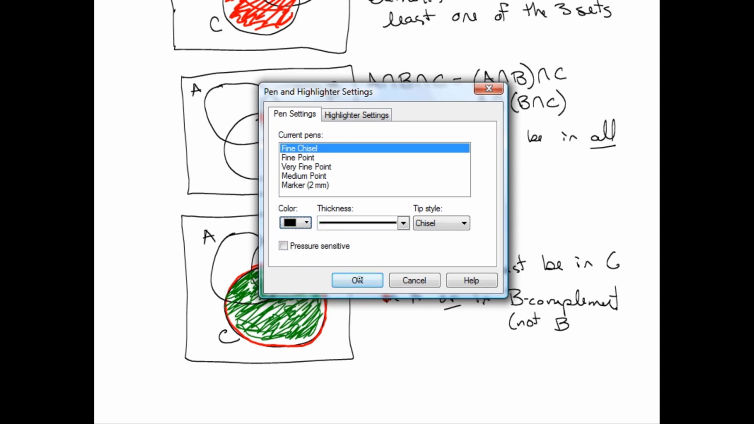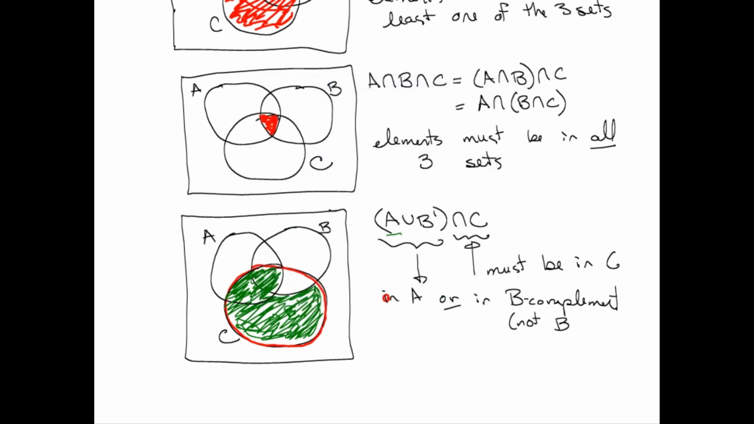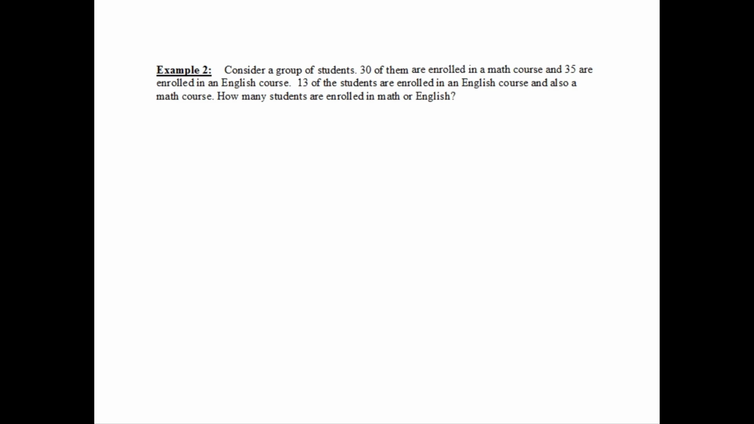Let me get my black pen back. Let's consider a group of students. 30 of them are enrolled in a math course, and 35 are enrolled in an English course. 13 students are enrolled in both English and math. Okay, so let's determine what our sets are going to represent. Let's let E be that the student is enrolled in English. And let's let M represent the set of students that are enrolled in math.